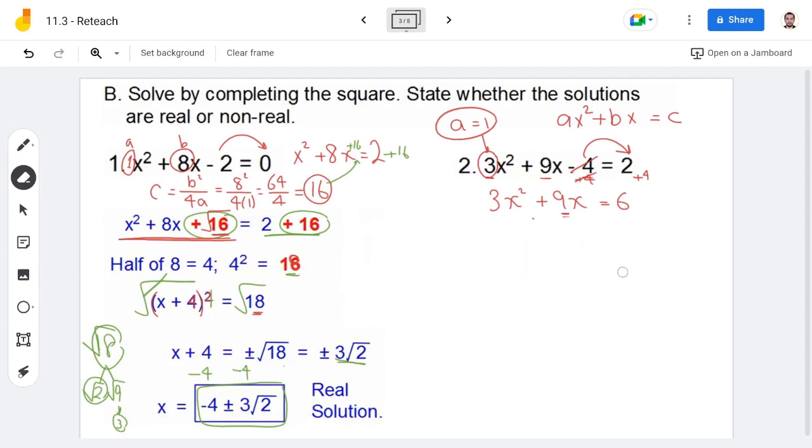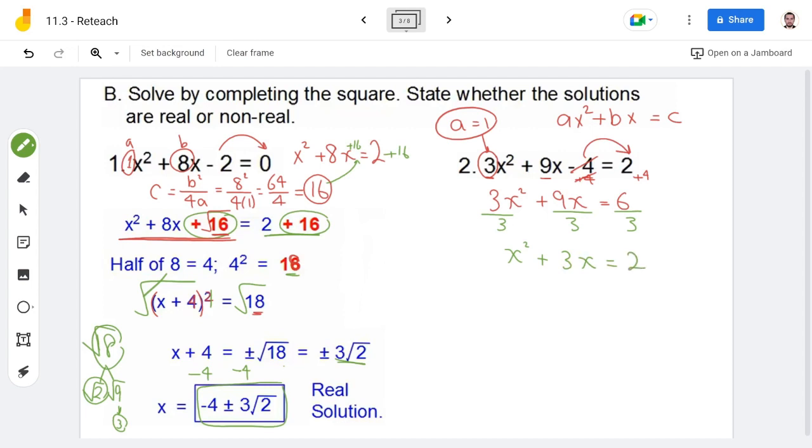So now let's go back and erase a here, and before the step of finding c, I have to do what? I have to divide by a. So now let's divide by a. a here is equal what? 3. Divide by 3, divide by 3, divide by 3. So now 3 divided by 3 is equal x squared, so 1. 9x divided by 3 is equal 3x. Now 6 divided by 3 is equal 2.